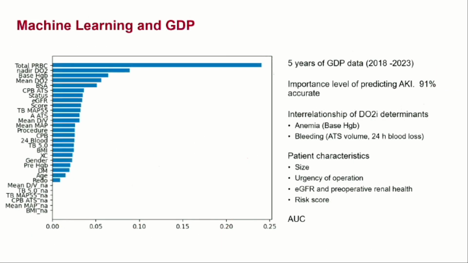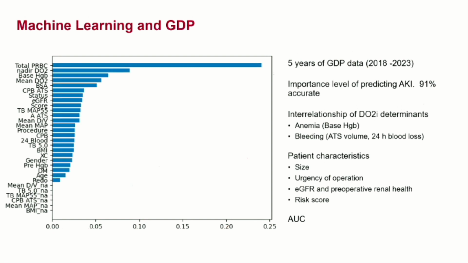So here's an example of how we use that machine learning. We've been doing goal-directed perfusion for more than a decade now. And so we took the last 5 years of our GDP data set and we ran it through an XGBoost machine learning algorithm. And we were able to predict AKI 91% of the time with this algorithm. And so what this gave us then was a hierarchy, a priority of factors that impact AKI.